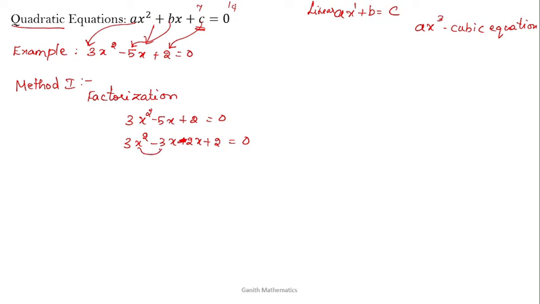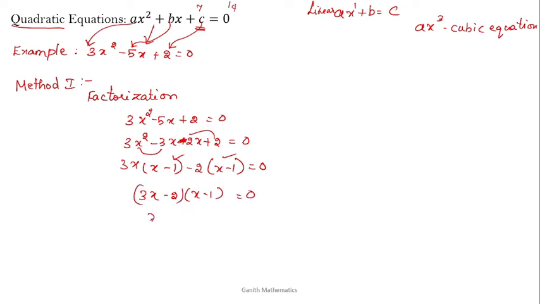In both the terms, 3 and x is common. I am taking that outside. So remaining x minus 1. Here in both the terms, 2 is common. I am taking minus 2 outside. So it will be x minus 1 equal to 0. So finally, in both the terms, x minus 1 is common. So 3x minus 2 into x minus 1 equal to 0.